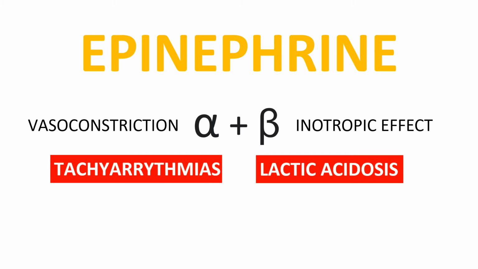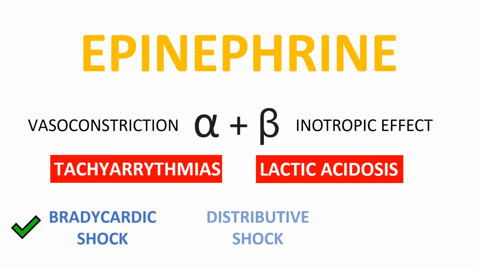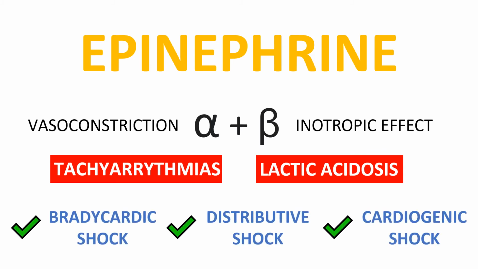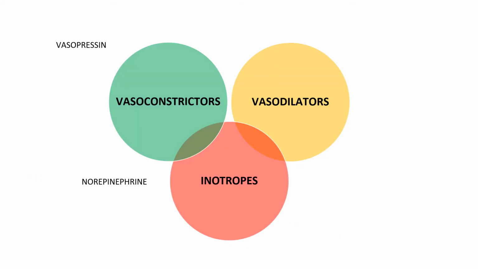The tachycardia that's induced by epinephrine can actually sometimes be used for patients who are having bradyarrhythmias that may be causing hypotension. And so epinephrine's a good medicine to use in bradycardic shock, in distributive shock, as well as cardiac shock. And so we would put epinephrine in the overlap between vasoconstriction and inotropy.